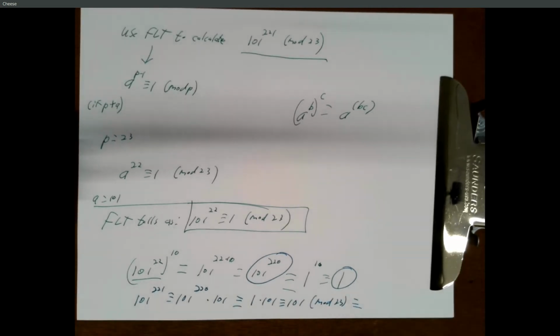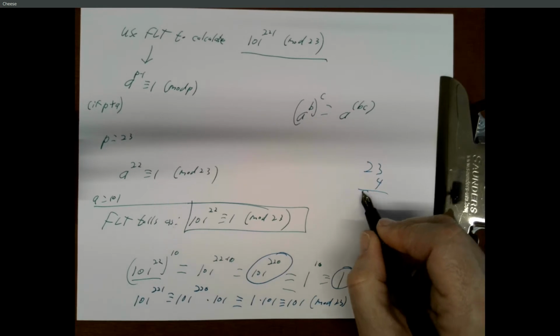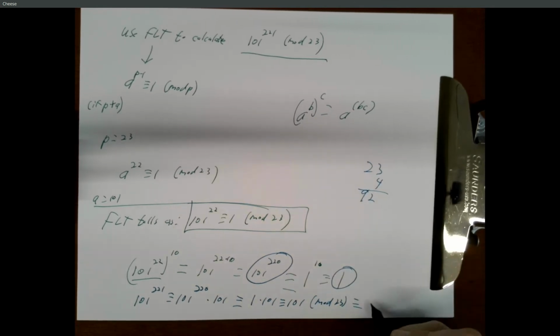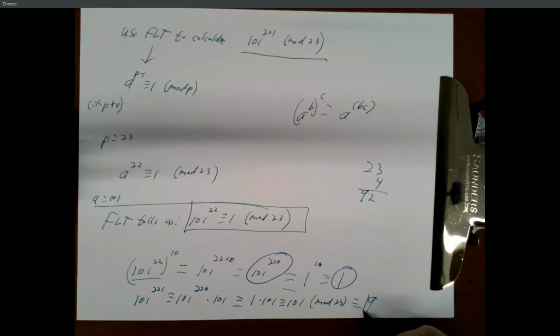And so what's 101 mod 23? So 9 more than 23 times 4, so it's 9. So there's your answer.